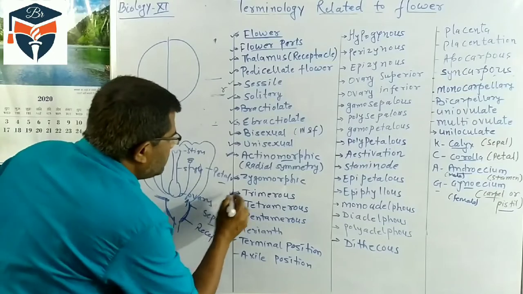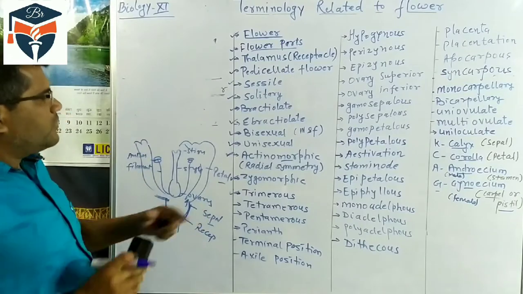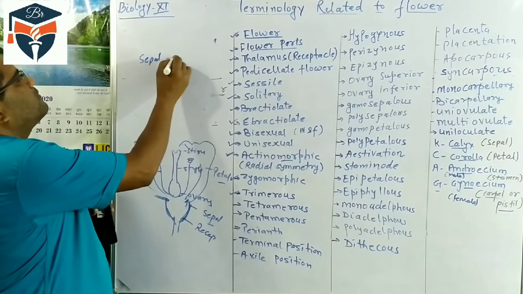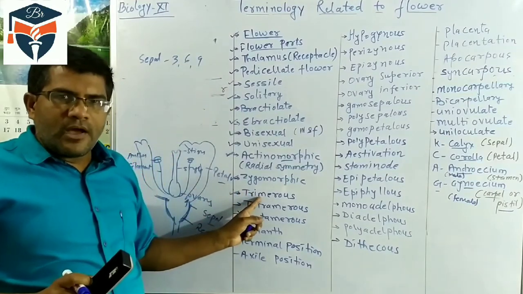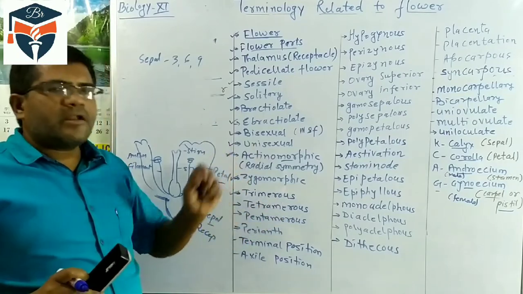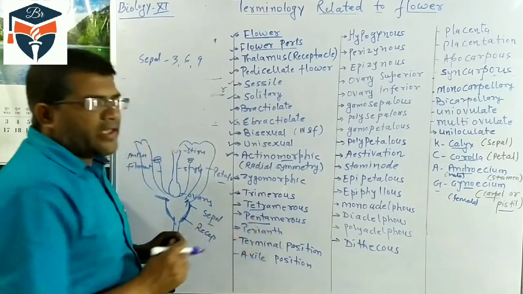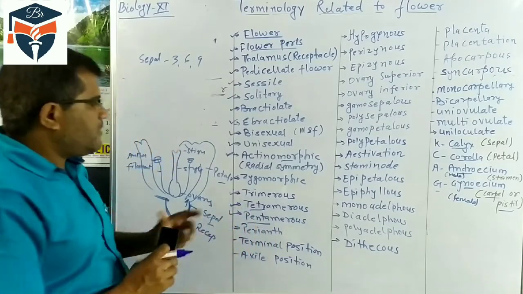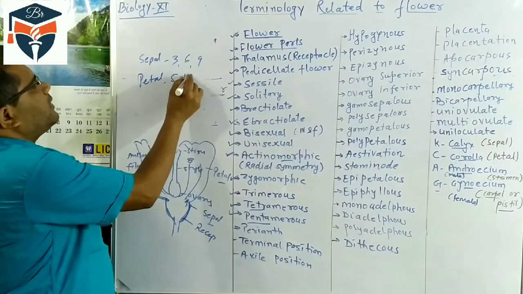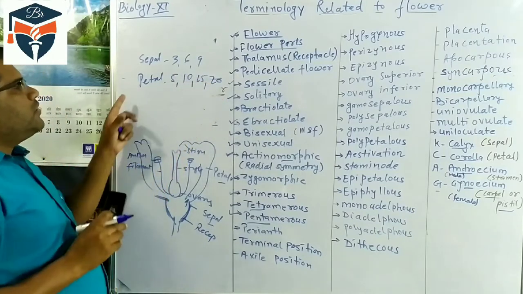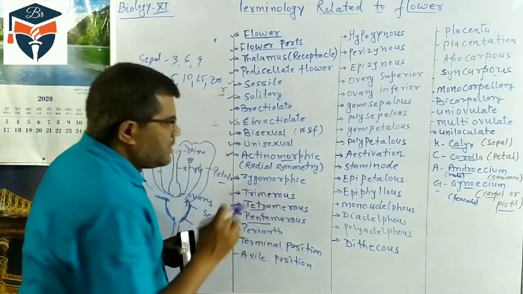Then if the parts of the flower are 3 or multiples of 3 in number, suppose sepals are 3, 6 or 9, so if the parts of the flower are 3 or multiples of 3, it is called a trimerous flower. If they are 4 or multiples of 4, tetramerous. If they are 5 or multiples of 5, they are called pentamerous flowers. Suppose in one flower the petals are 5, 10, 15, 20. These are multiples of 5, so such a flower is a pentamerous flower.